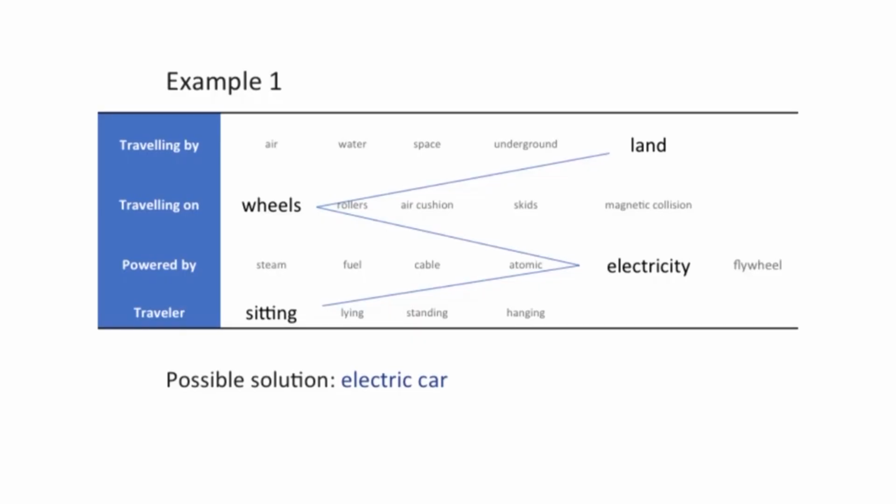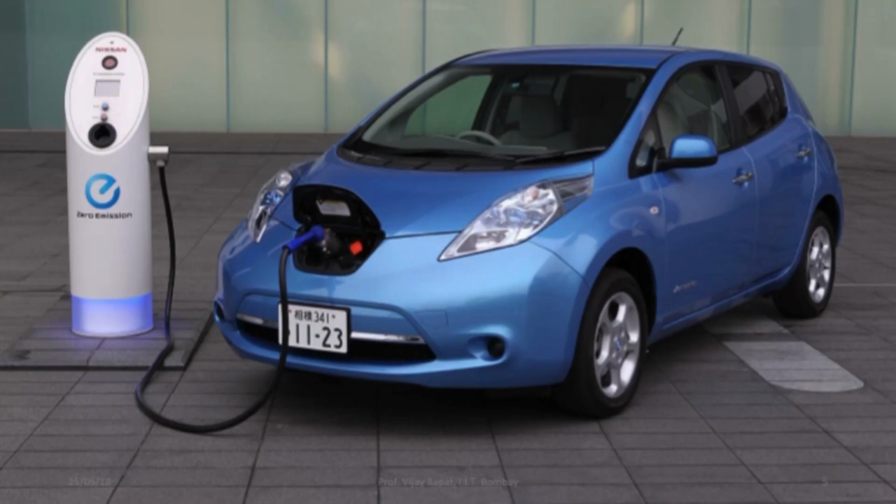It allows me to come out with divergent thinking. I am selecting one. For example, I can select that I am traveling on land, I am using wheels for transportation, I am using electric power, I am sitting. It becomes an electric car, right?